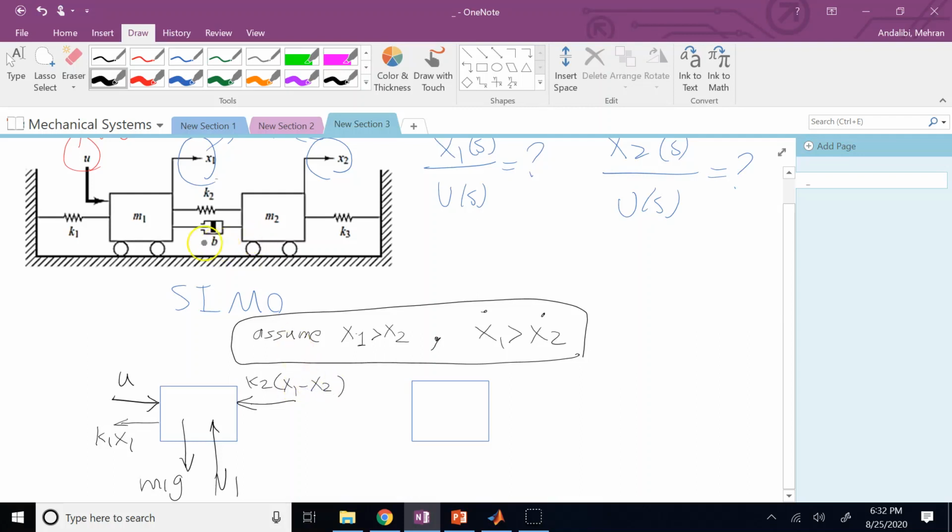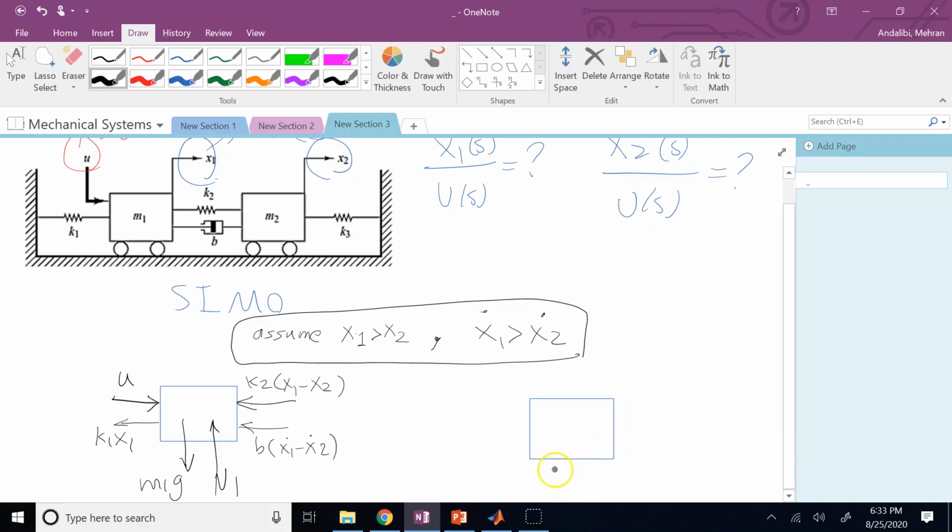The same thing for dampers. Since the left side is moving faster than the right side, you are compressing the damper, so it's going to push back. And the force of it is B times (x1 dot minus x2 dot). Okay, so this is the FBD of object 1.